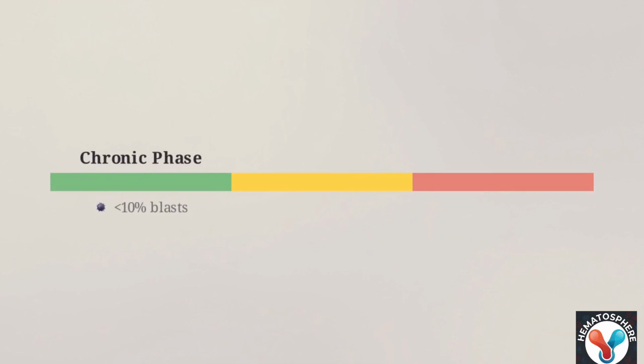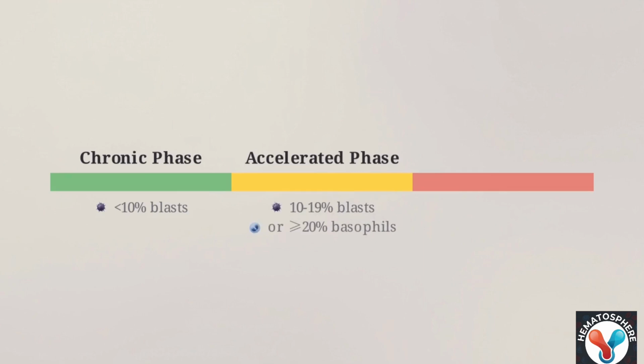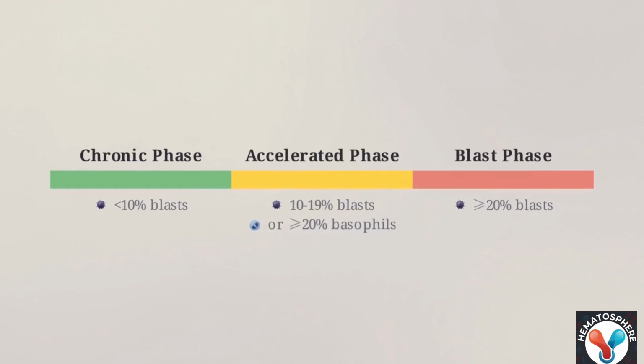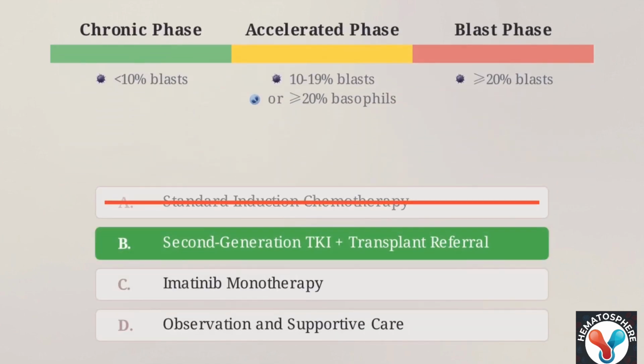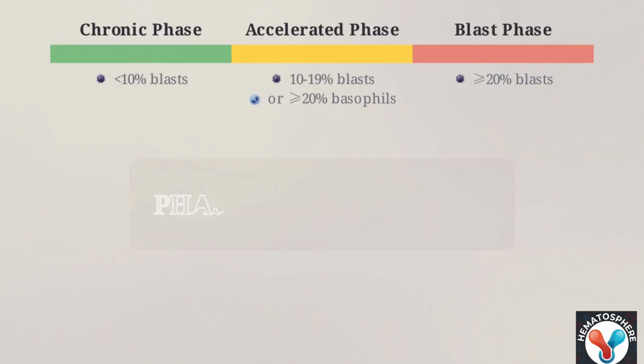This timeline maps out the WHO criteria. Chronic phase CML involves fewer than 10% blasts. Once a patient reaches 10 to 19% blasts or hits 20% basophils, they have entered the accelerated phase. Anything at or above 20% blasts is defined as blast phase. Because this patient is in the accelerated phase, standard induction chemotherapy is the wrong choice. The correct answer is B.